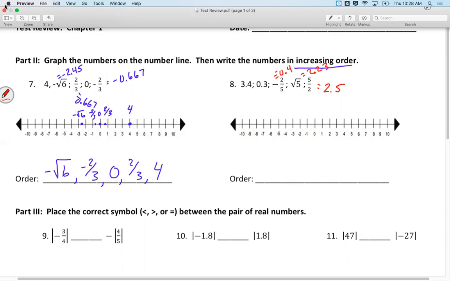Now I'm going to go ahead and plot these points. 3.4 right about here. 0.3 right about there. Negative 2/5, that's going to be right about there. I'm going to write it underneath. And then we have square root of 5 is 2.23, and 5/2 is 2.5. So I'm going to go ahead and write these. So that's negative 2/5. Then we have 0.3. Then we have the square root of 5, 5/2, and 3.4.